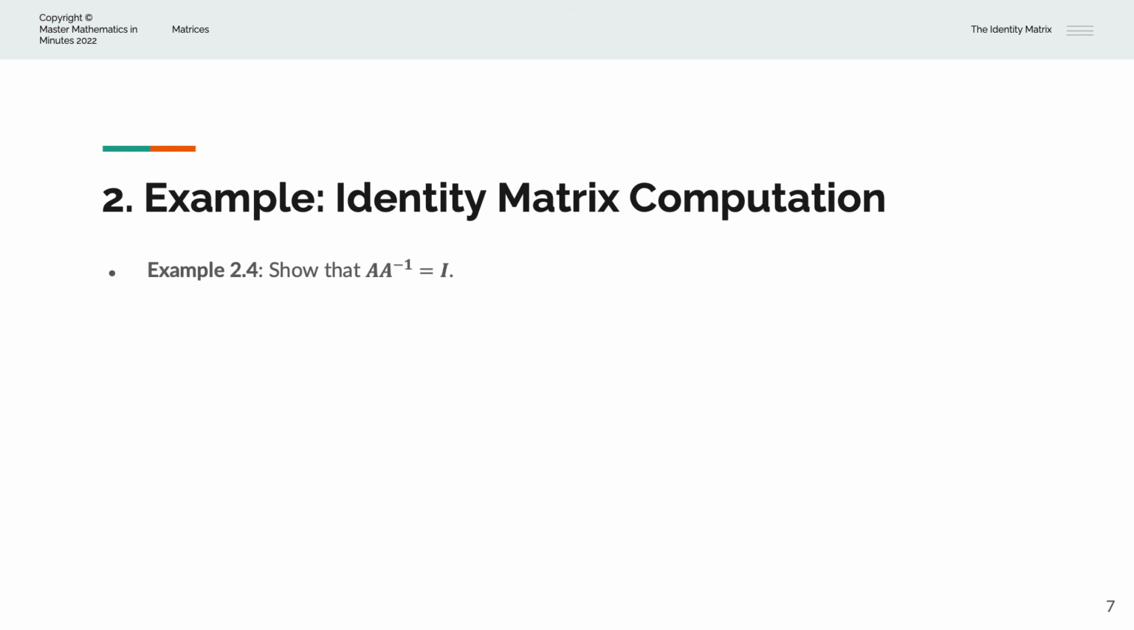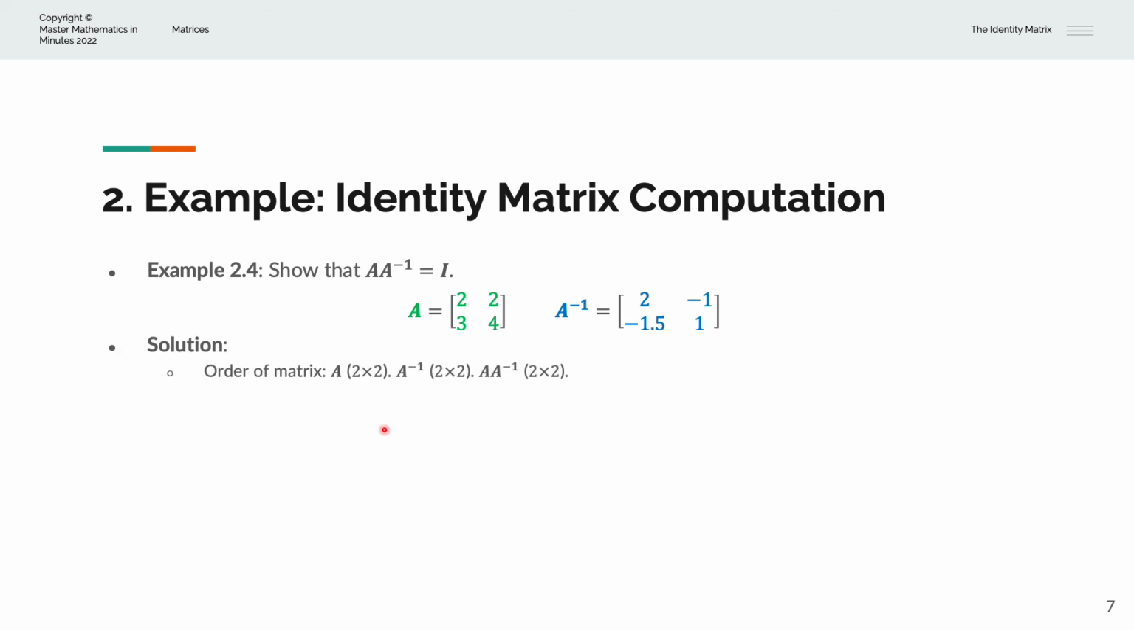In the fourth example, we're asked to show that A multiplied by the inverse of A is equal to the identity matrix I. So we're given A and the inverse of matrix A, and the first step is to check the order of these matrices. So with A as 2 by 2, A inverse as 2 by 2 as well. And because the number of columns in the first matrix equals the number of rows in the second matrix, we're able to multiply these together. And so the resultant matrix is A multiplied by the inverse of matrix A, and that is 2 by 2. The rows from the first matrix and the columns from the second matrix. That gives us 2 by 2.